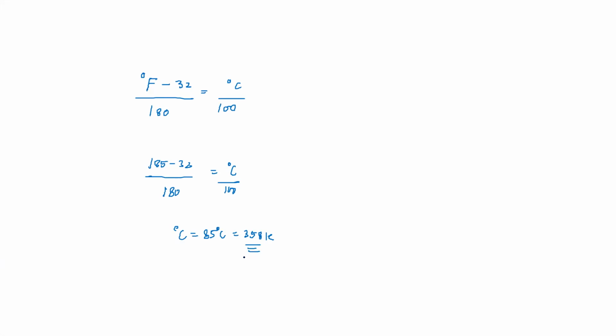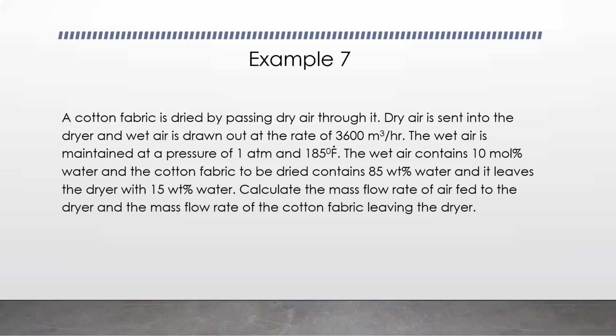That is 358 Kelvin. So this temperature is actually 358 Kelvin. All right, we'll just mention it there. Now, the wet air contains 10 mole% of water and the cotton fabric to be dried contains 85 weight% water. And it leaves the dryer with 15 weight% water. Calculate the mass flow rate of air fed to the dryer and the mass flow rate of cotton fabric leaving the dryer.